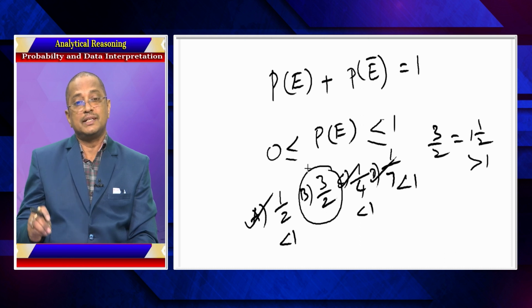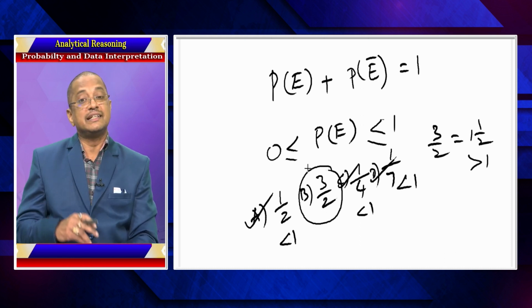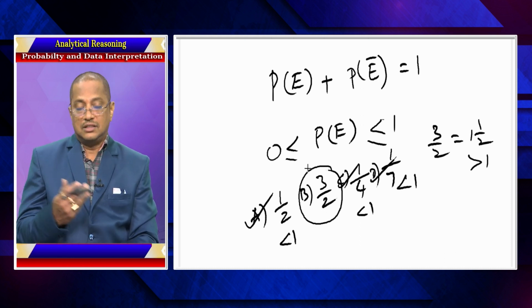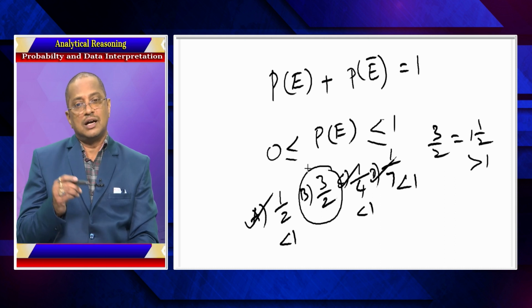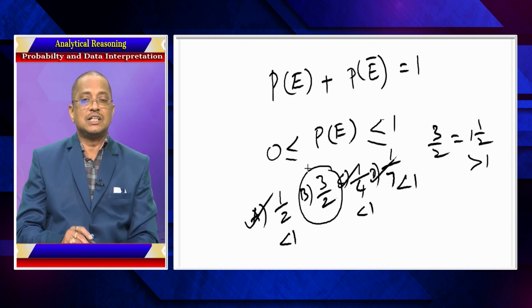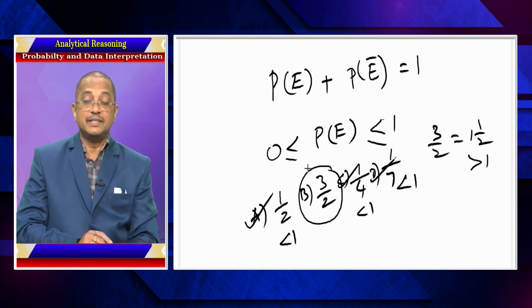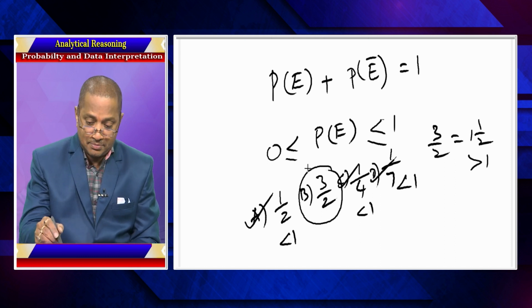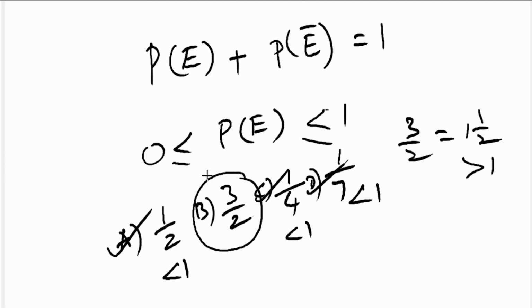They will give the probabilities maybe in fractions, maybe in decimals, maybe in other formats. You have to understand whether the value is less than 1 or not. If the value is less than 1, it represents the probability of an event. If it is more than 1, it is not a probability of an event. This is very, very important. There are a lot of applications.